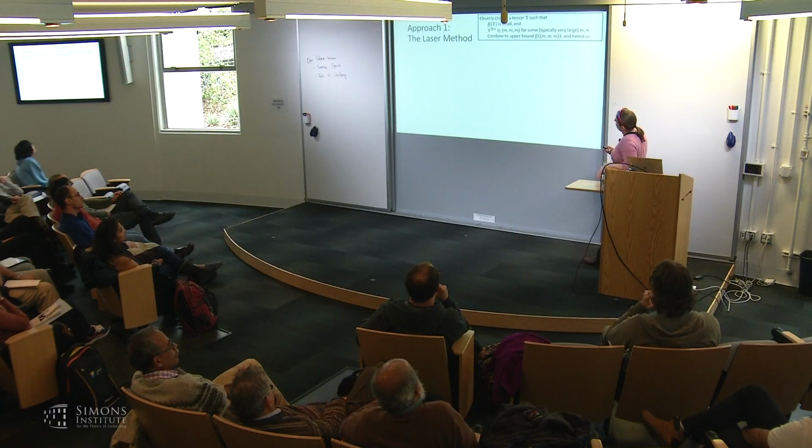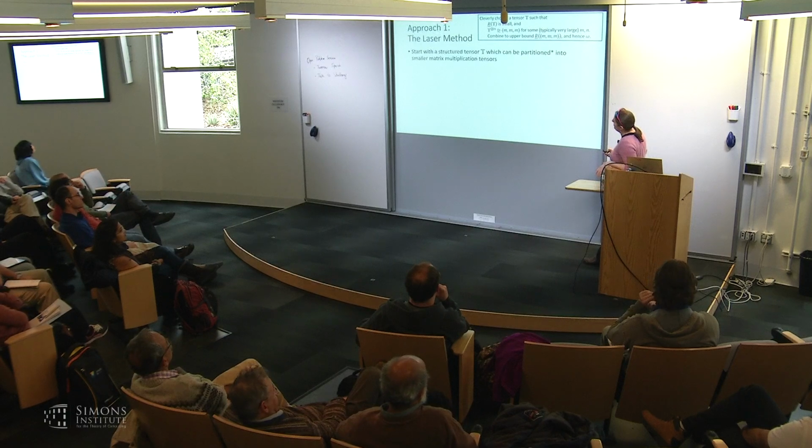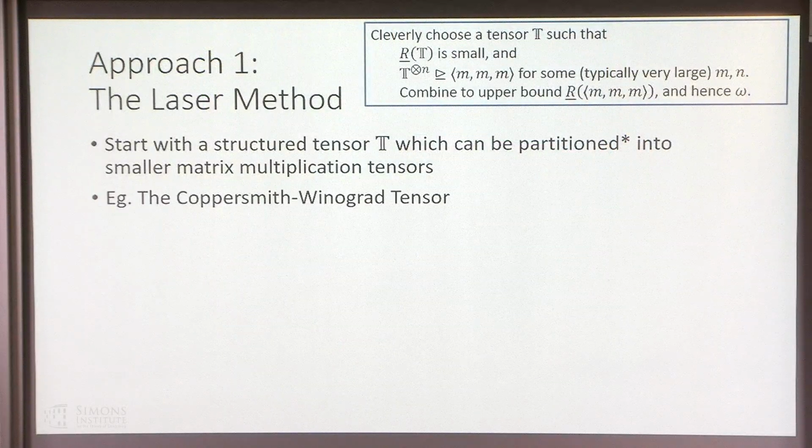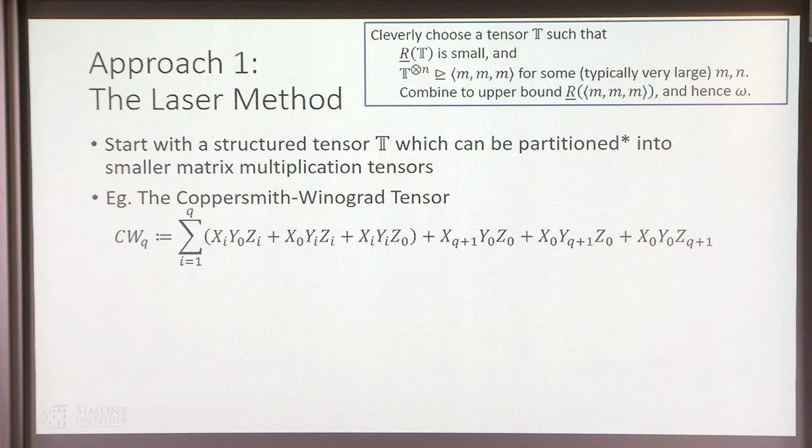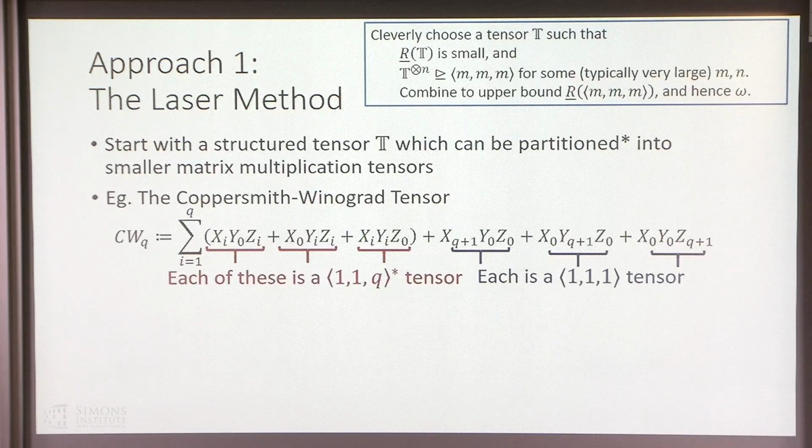So the first method, the laser method, roughly what it does, it takes these tensors that are very nice in the sense that they can be partitioned into things that look like matrix multiplication tensors. For example, the Coppersmith-Winograd tensor is nice because if you take this part, this part, this part, and this, and this, they're all matrix multiplication tensors. In particular, each of these is either 1, 1, q, or 1, q, 1, or q, 1, 1. That's what the star means. And each of these is a 1, 1, 1.